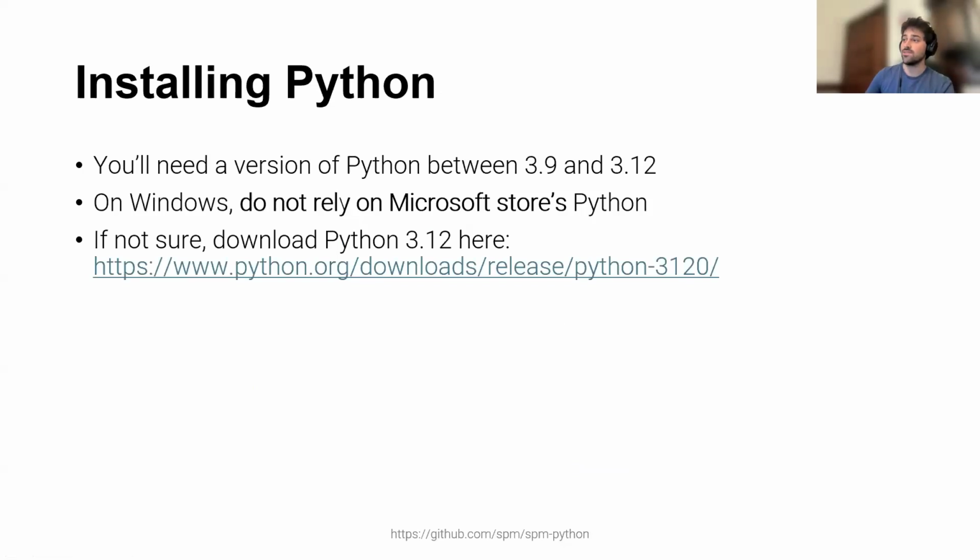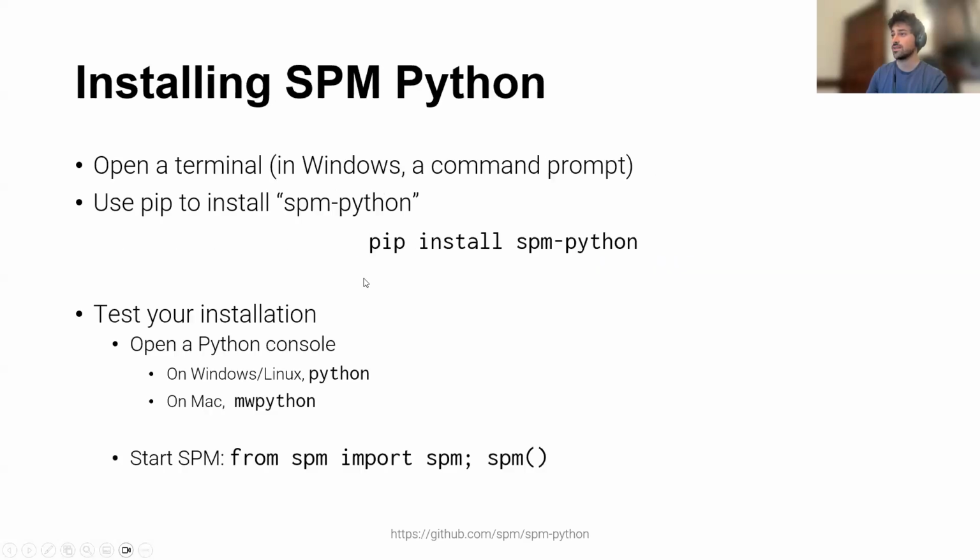The second step is to install Python. You'll need a version of Python between 3.9 and 3.12. And you cannot use the Microsoft Store Python. Don't go to the Microsoft Store and click install Python, because that won't work for some reason. I think it's not compatible with what MATLAB expects. So you have to download it from the official release or from Anaconda or something like this. If you're not sure, just download it from the official Python website.